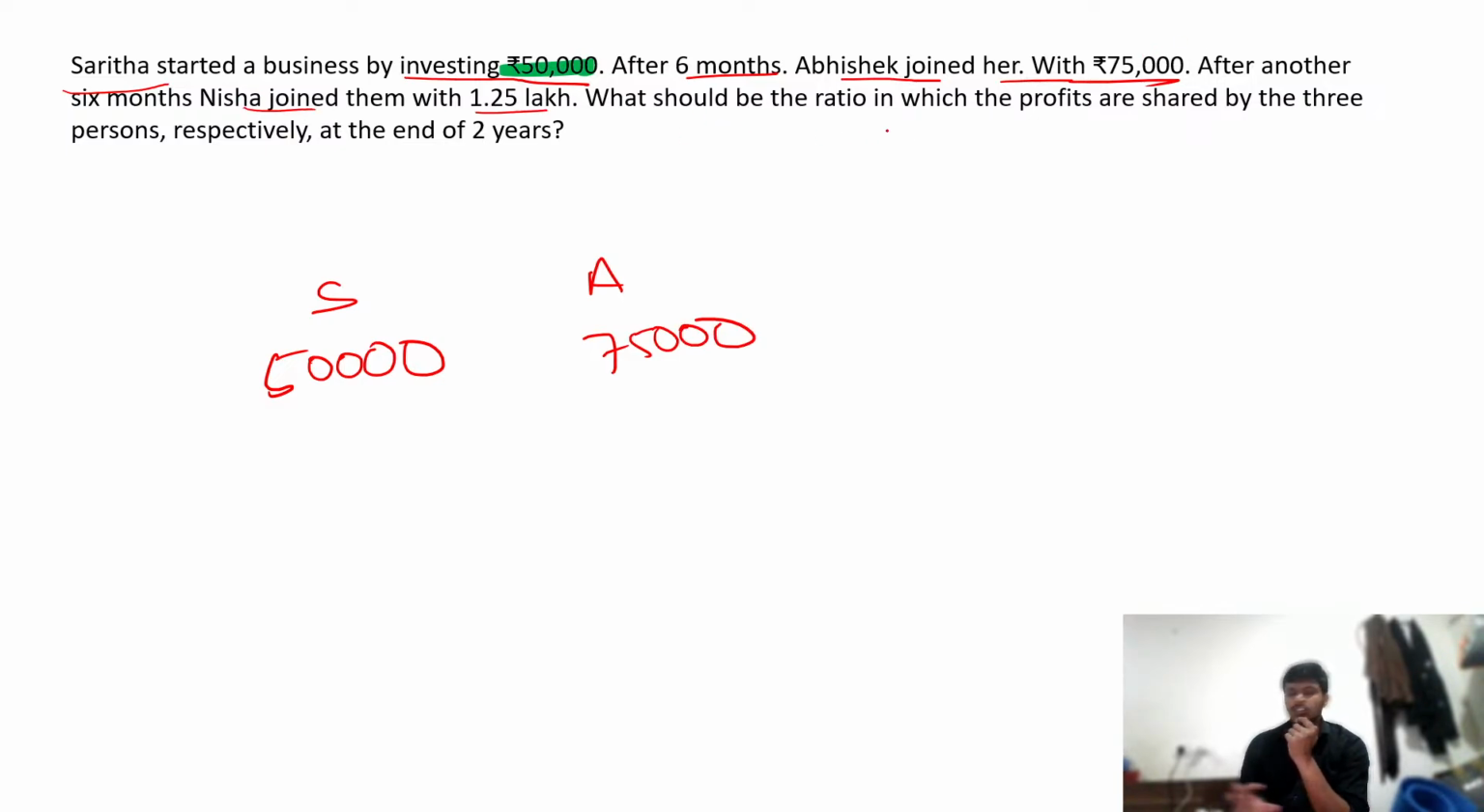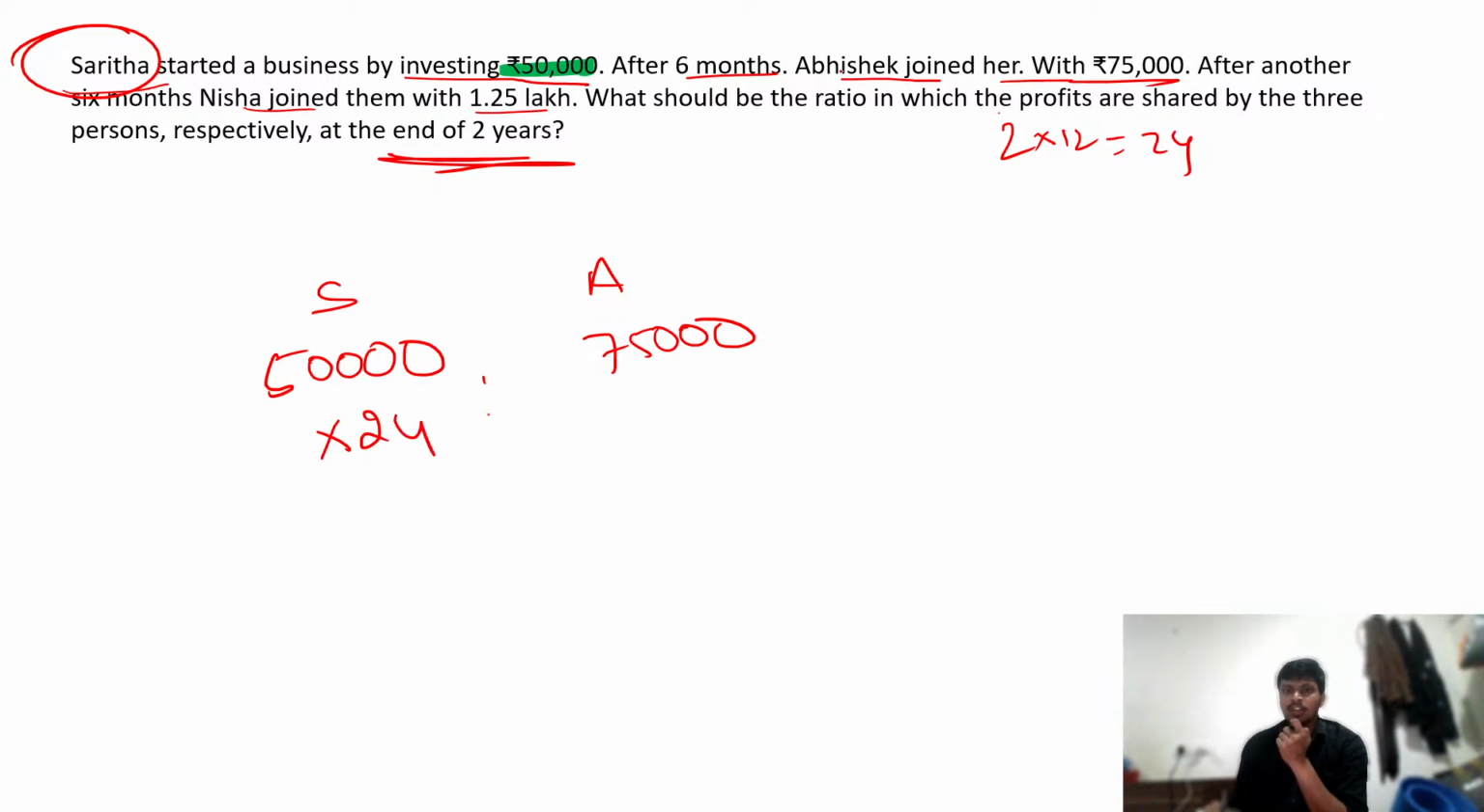Okay, there is nothing here, but the only thing you need to observe in this problem is they're doing the business for 2 years. 2 years means you are going to get a total of 24 months. Coming to Sarita, she is not changing anything. So whatever she is investing is there in the business for 24 months. Whatever Abhishek is investing is there in the business, but he joined after 6 months. Out of 24 months, already 6 months are over. Remaining are only 18 months.